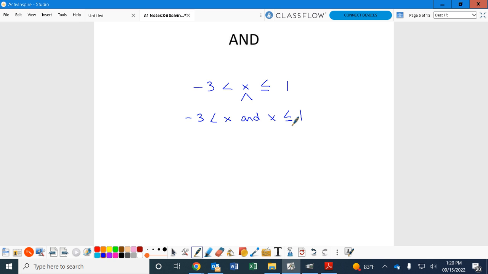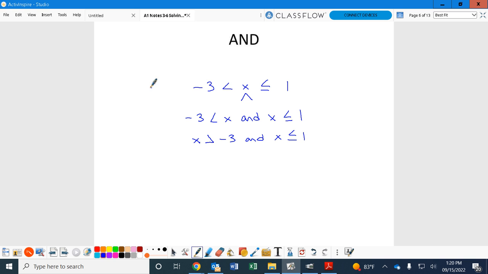The only problem is, do you see this one's backwards? So in order to graph it, we're going to have to turn it around. So it would be x and negative 3. Because I flip it though, guys, I also have to flip my sign. It was originally less than, now it's going to be greater than. And then we write the rest of it just like it was.